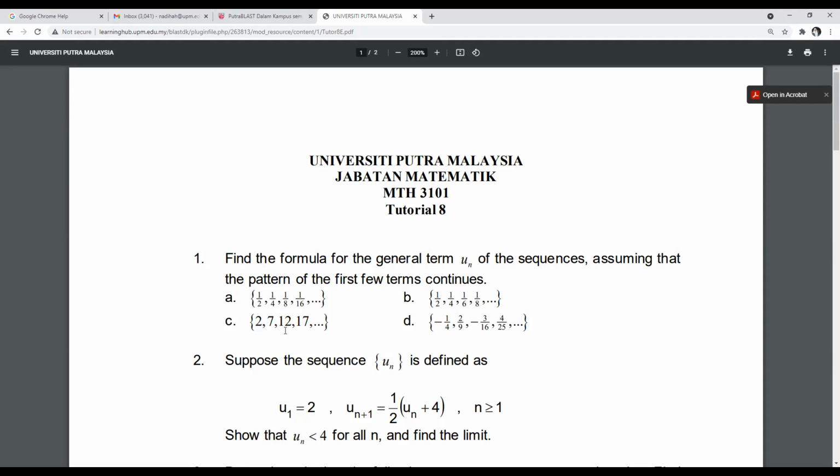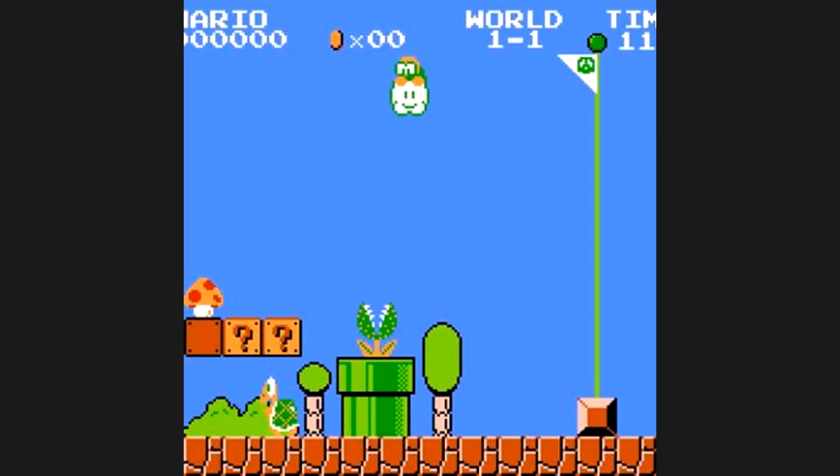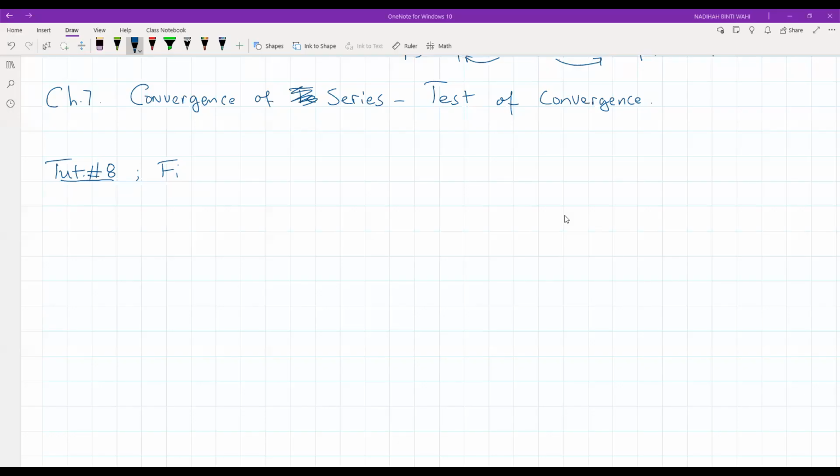Okay, let's see, maybe C is also easy. In C, you can see that the value increases by 5, so that is like n plus 5, with n starting from 2. Okay, maybe we can do number D. Let's try number D. D says: find the general term.